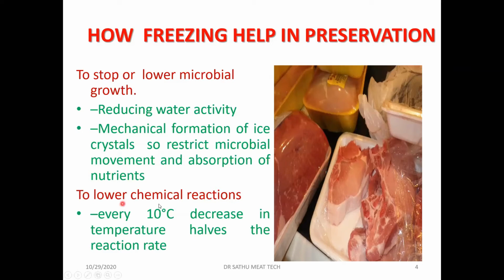Another is by lowering the chemical reactions. As we already studied in the chilling method of preservation of meat, every 10-degree decrease in temperature slows the reaction rate. The same principle is applied here also. When you freeze it, we are lowering the temperature, so the chemical or enzymatic reactions are slowed down or stopped. So this is the true principle used in the freezing method of preservation of meat and meat products.